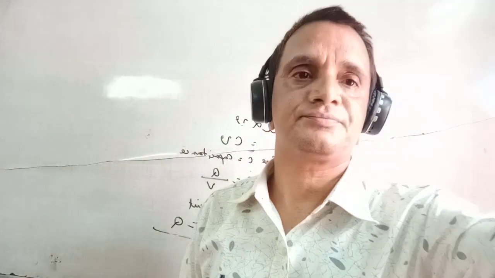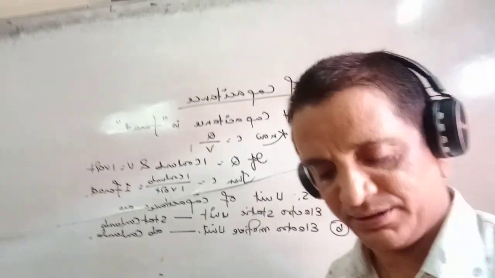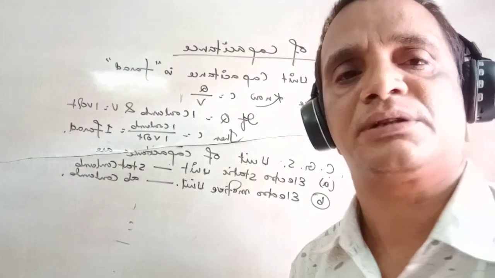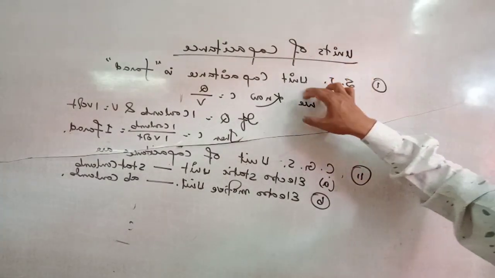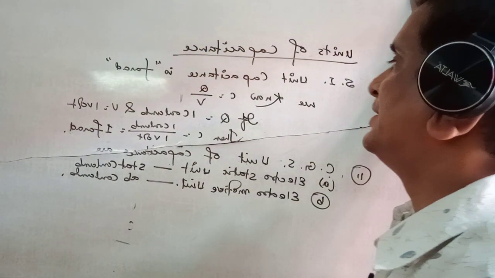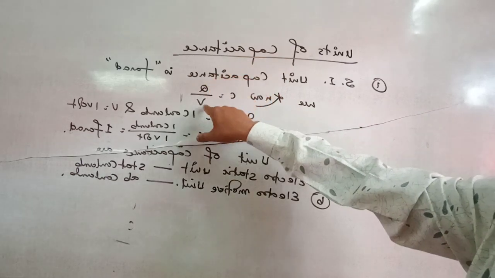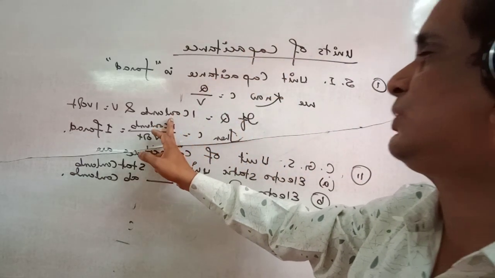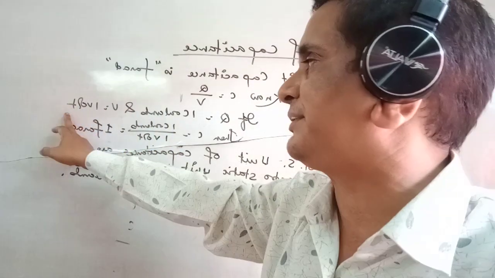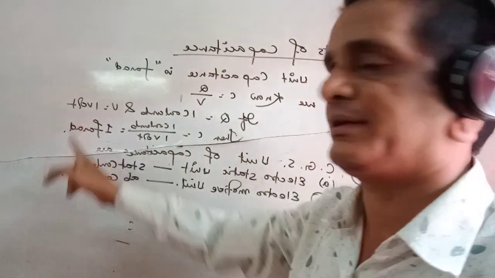Is that clear? Okay. Now we are going to discuss the units of capacitance. The SI unit of capacitance is the farad. To honor the scientist Faraday, we named the unit of capacitance. And we know, according to the definition, that capacitance C is given by Q by V. If Q equals 1 coulomb and V equals 1 volt, then C equals 1 coulomb by 1 volt, which equals 1 farad.